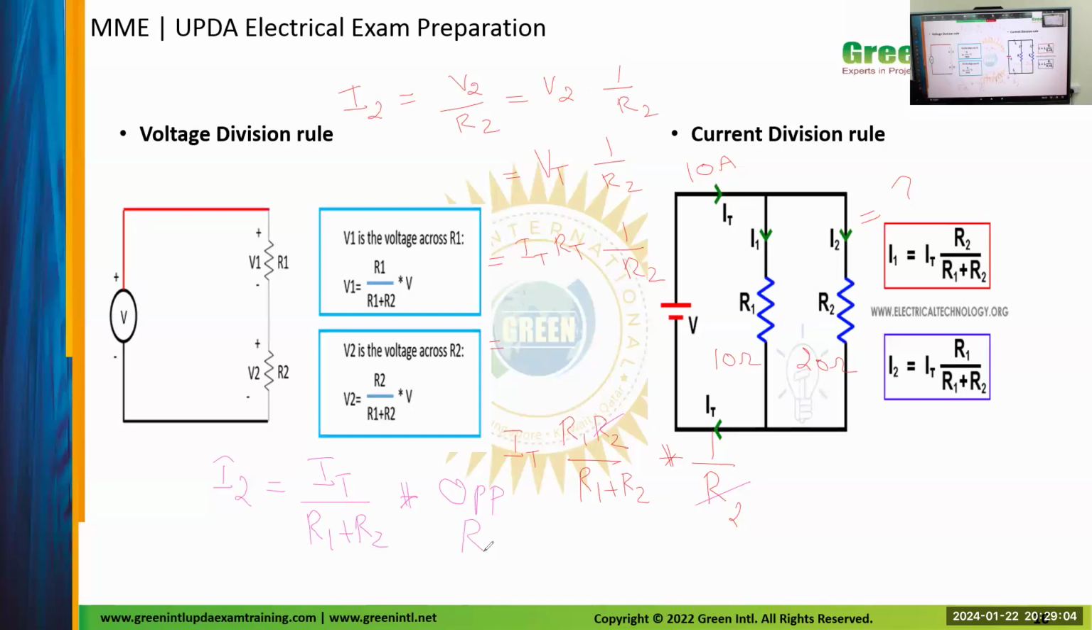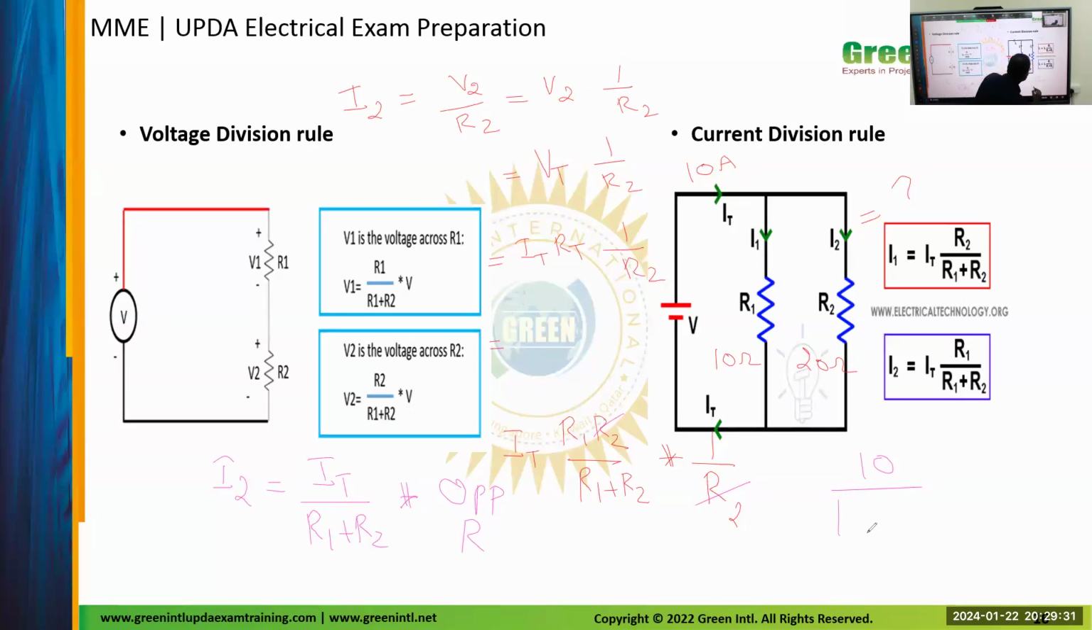R1. So IT, total current, that means 10 ampere, divided by, again I use the word, in the series circuit I use the word total resistance, but in the parallel circuit I didn't use the word total, because total resistance means we have the formula 1 by R is equal to 1 by R1 plus 1 by R2. Here it is not a total resistance, it is the sum of the resistance, these two resistances, 10 plus 2.